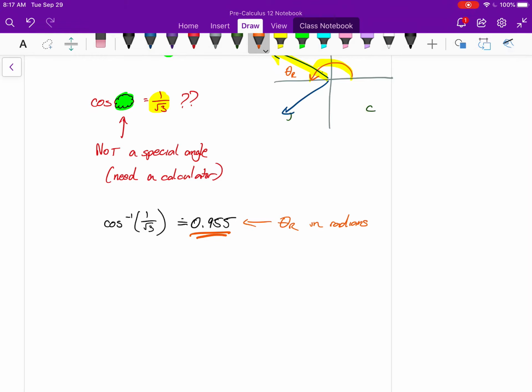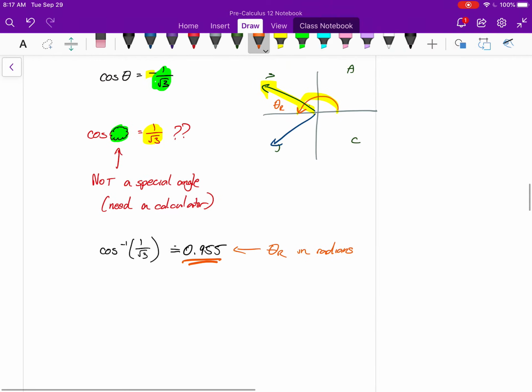It's not as pleasant. I'd much rather have something in terms of pi divided by 3, pi divided by 6 than this. And that's just 0.955 radians approximately. It's not pi times 0.955. It's just approximately 0.955. And so what's my answer?